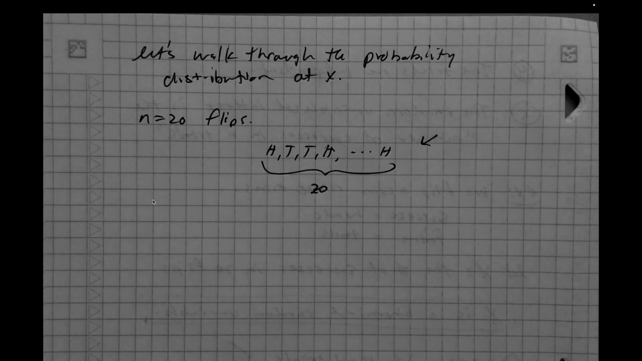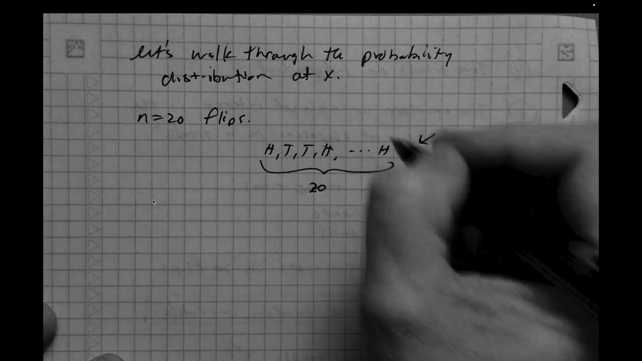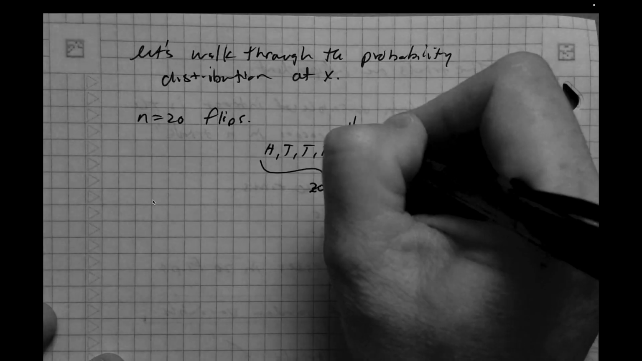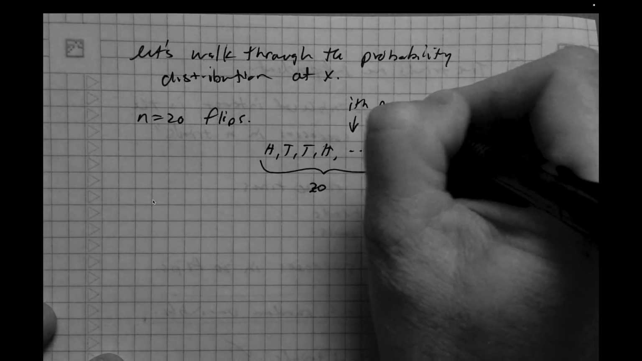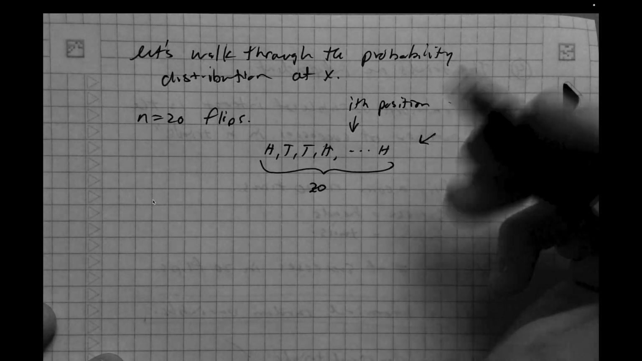Now, the key here is that we're going to switch to more general notation in a second, but the letter in the ith position corresponds to the outcome of the ith flip.